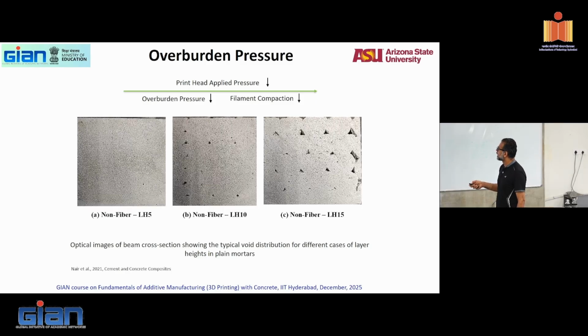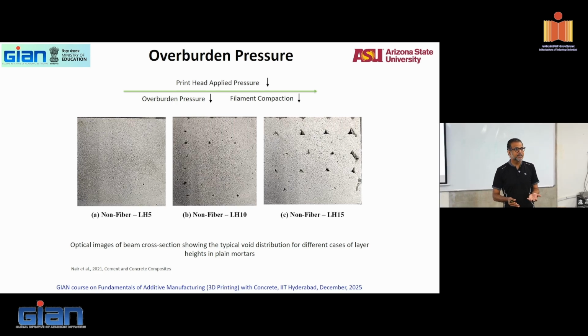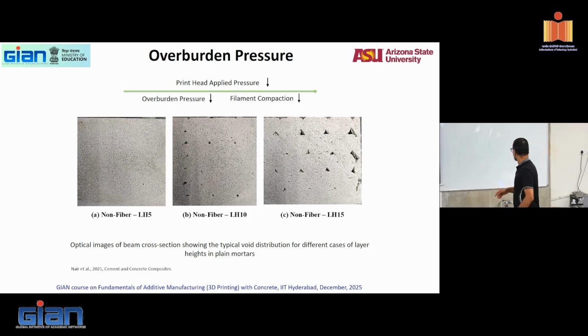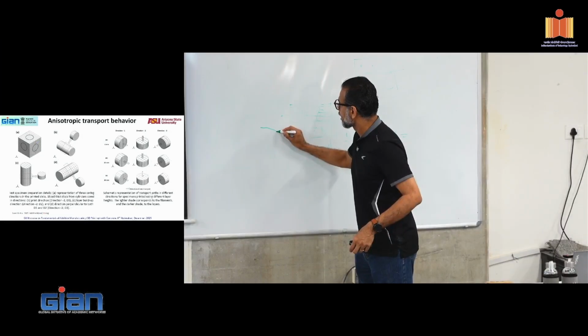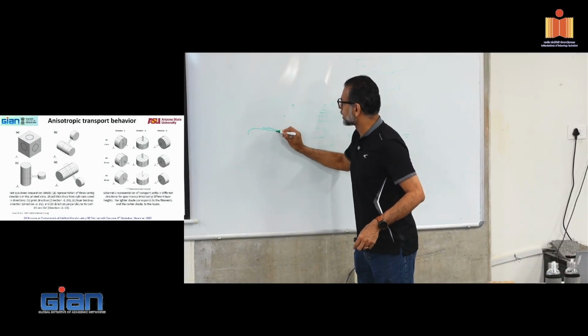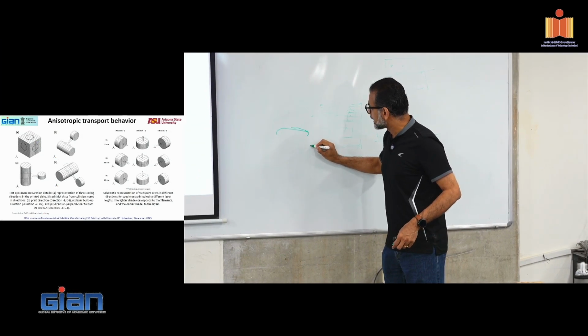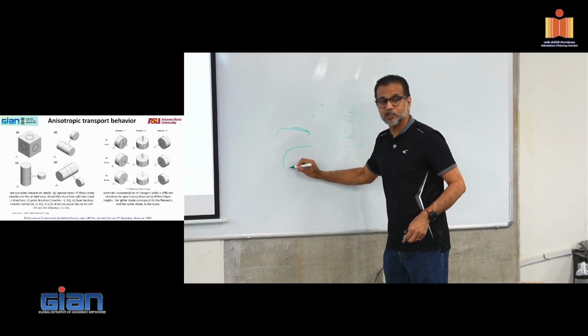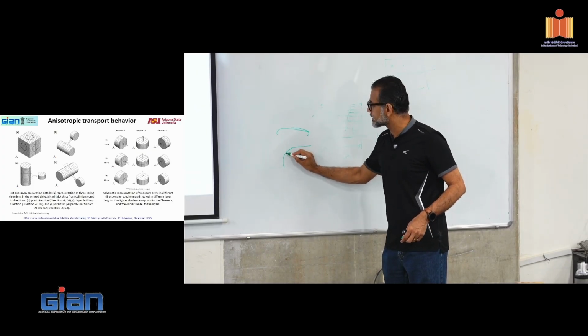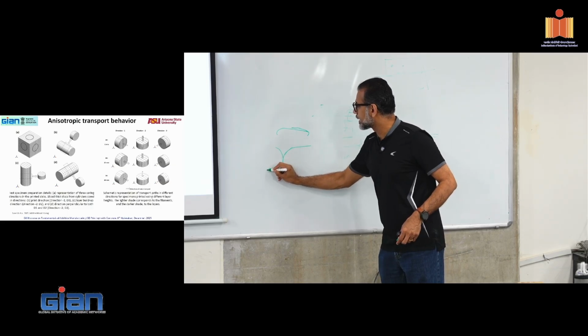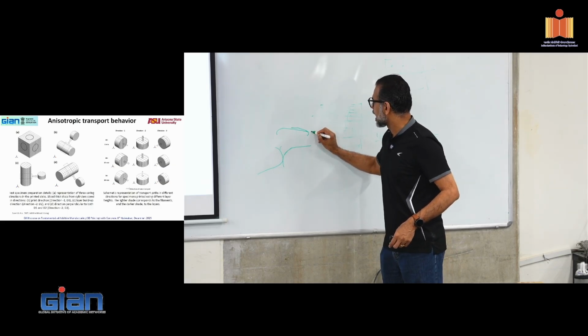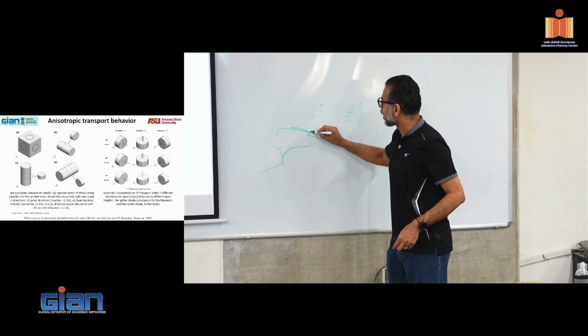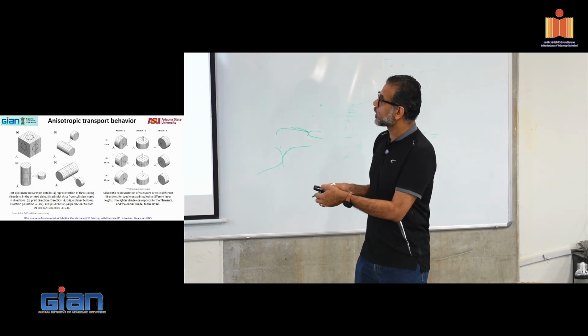Here is smaller layer heights versus larger layer heights. When you increase the layer heights, what happens? I told you the material has a tendency to curve on the edges. As you increase the layer height, that curvature also increases. When that curvature increases, the next layer will be like that. You will get more porosity here as opposed to a smaller porosity here, which is what you see here.